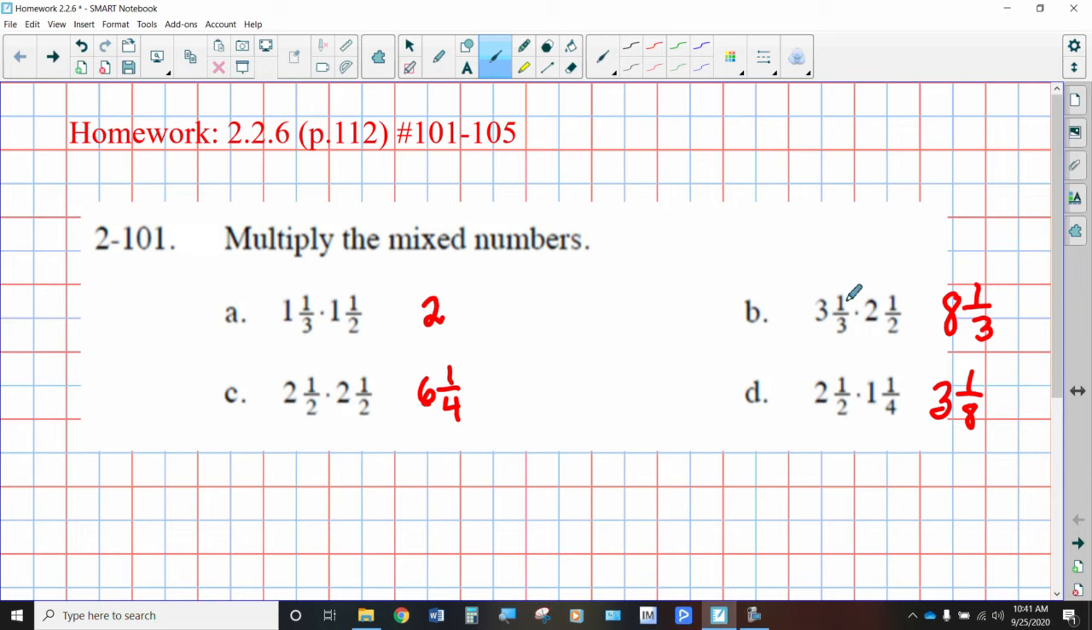For problem B, 3 1/3 times 2 1/2. Well, 3 times 3 is 9, plus 1 is 10, so that becomes 10/3. And 2 1/2, 2 times 2 is 4, plus 1 is 5. So if you want to do some canceling here, you can. I could divide a 2 out on either one of those and make that a 5 and make that a 1. So you end up with 25/3. And now 25 divided by 3 is 8 with a remainder of 1. So that becomes 8 1/3.